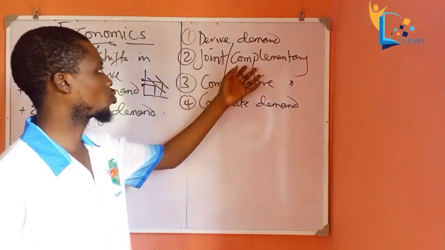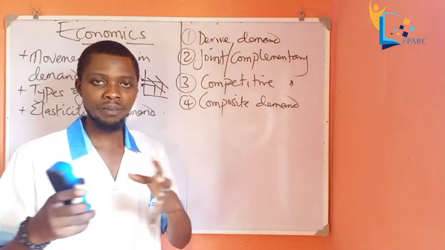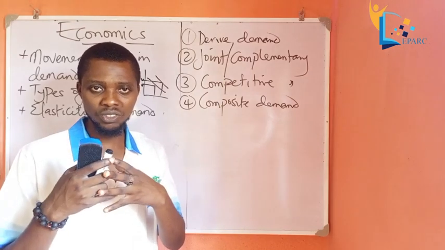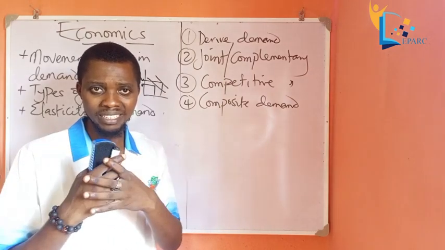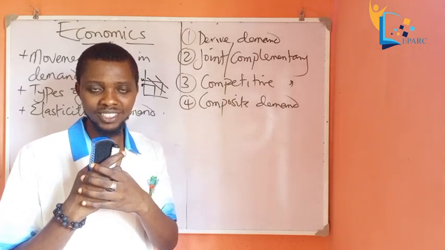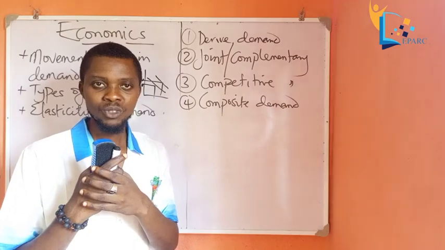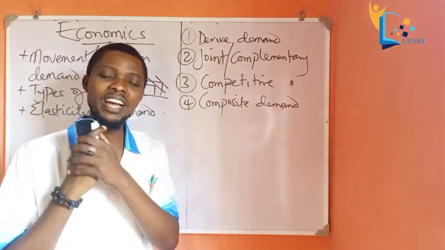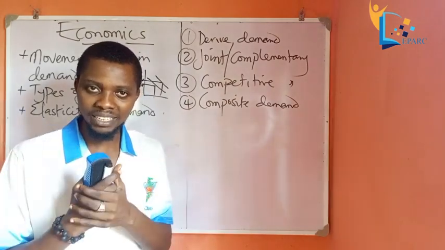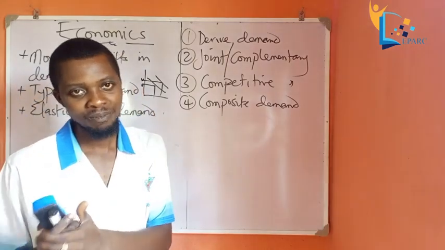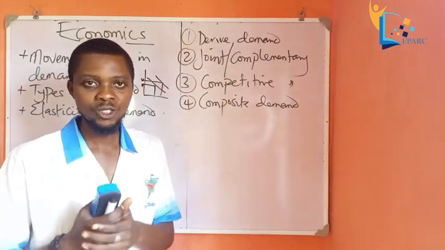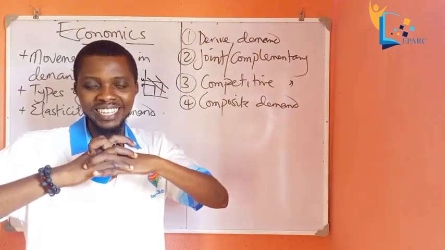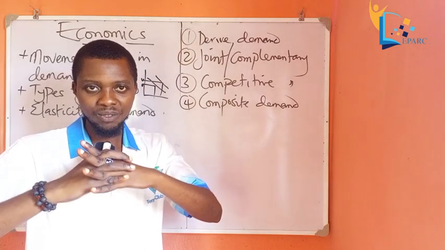Now, when we say joint or complementary demand, these are goods or commodities that are jointly demanded. They can't do without each other. It's not like you have the option to use one of them. No, you must use the two of them at the same time. Without one, the other cannot work. If you are buying this one, you must buy this one. If you are using this one, you must use this one. They are interwoven. They can't be separated. They are together. Do you understand?